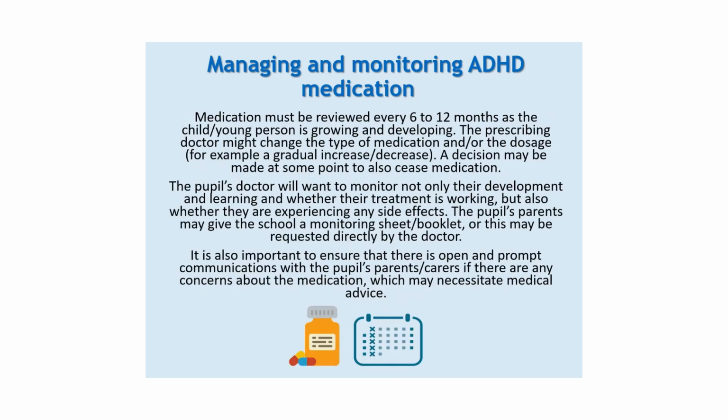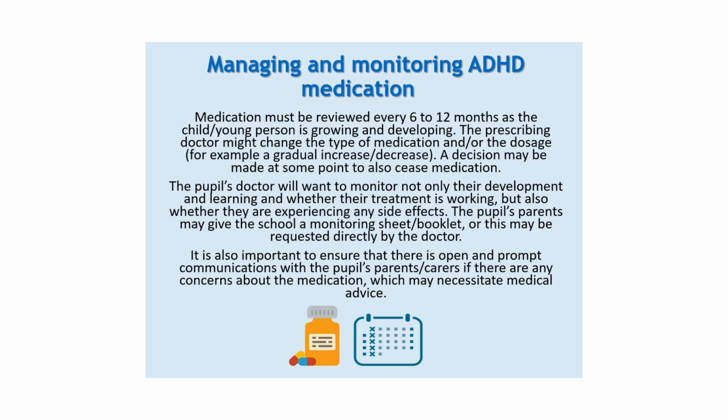Managing and monitoring ADHD medication. Medication must be reviewed every 6 to 12 months as the child or young person is growing and developing. The prescribing doctor might change the type of medication and/or the dosage, for example, a gradual increase or decrease. A decision may be made at some point to also cease medication.